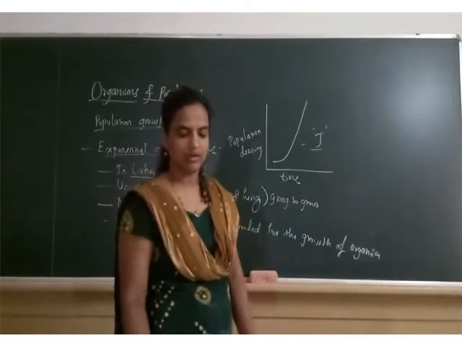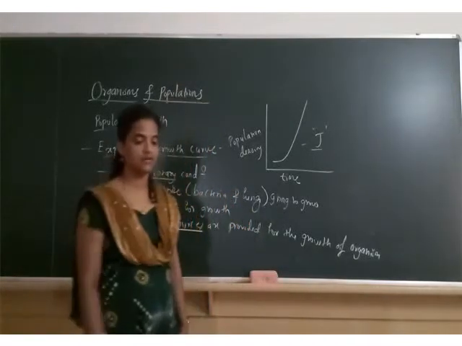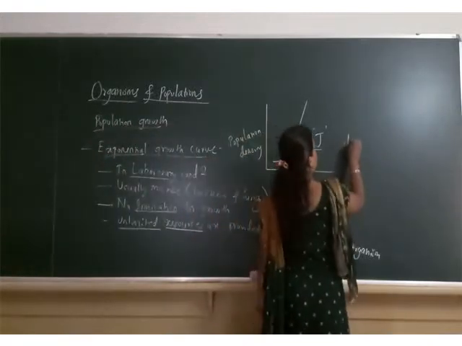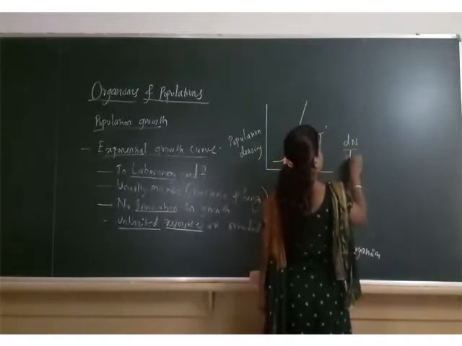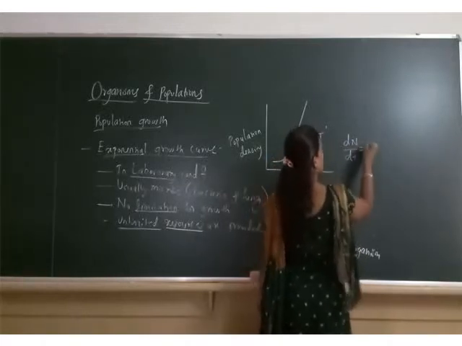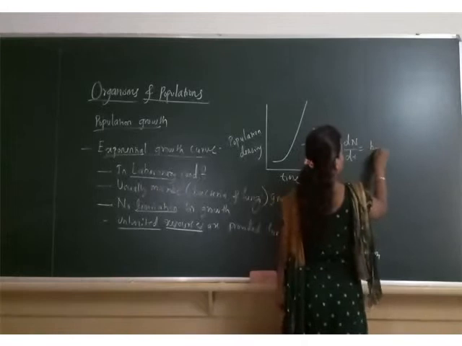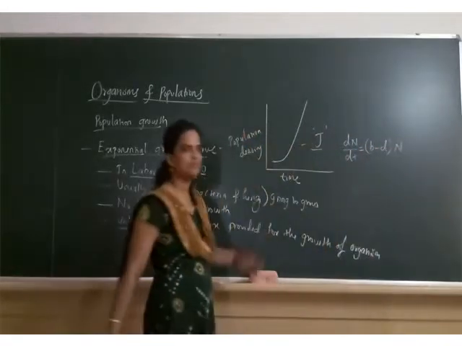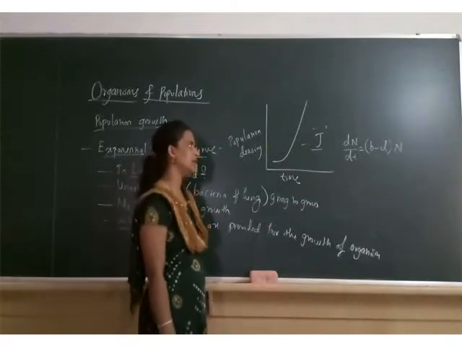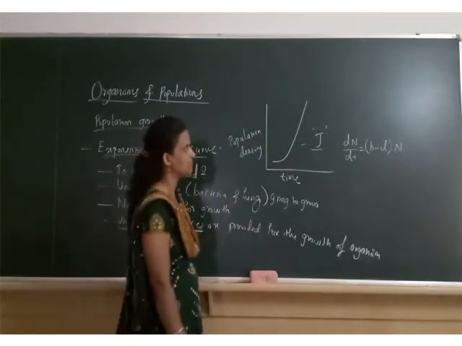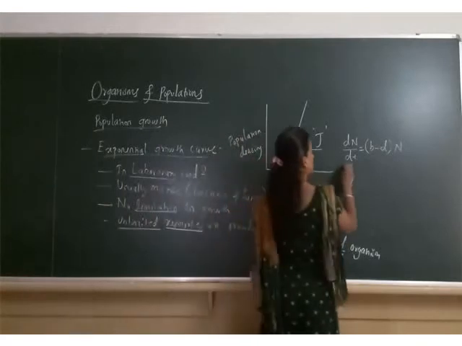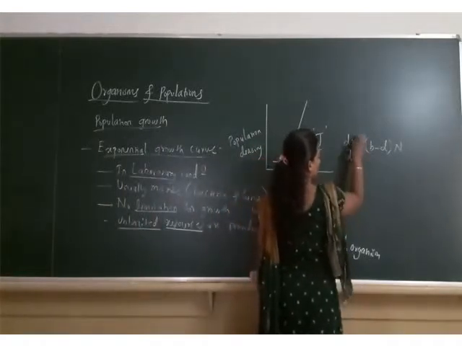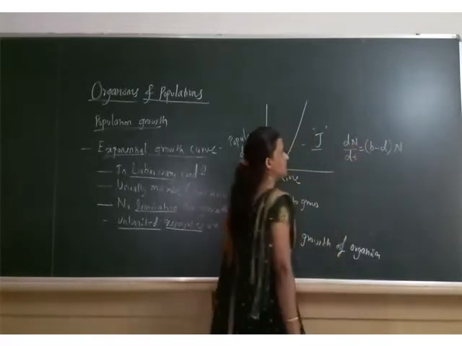Here a calculation is there. Okay, what calculation is there here? dN divided by dt is equal to b minus d into N. This is the simple expression for this exponential growth. Okay, here N is population density, t is time.